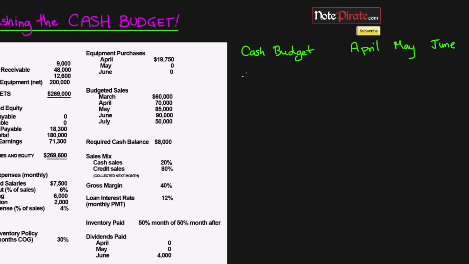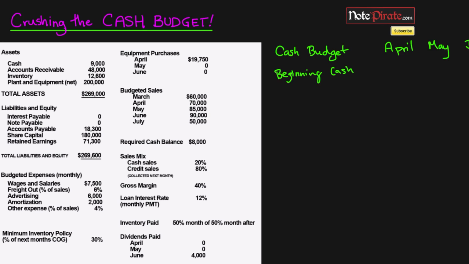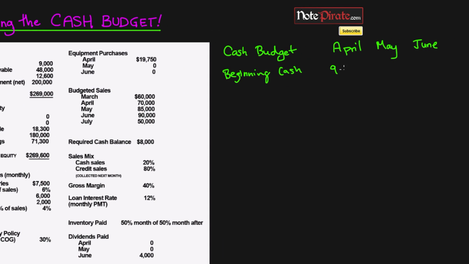And I want to include first beginning cash balance, so how much cash we actually have on hand. And if you look around, you can see that our assets of cash is $9,000. So we're just going to report that in April. And then next we're going to say the first part of our cash budget, which is cash receipts. And then we're just going to write the amount of cash collected and credit, which should be the collections budget just restated.